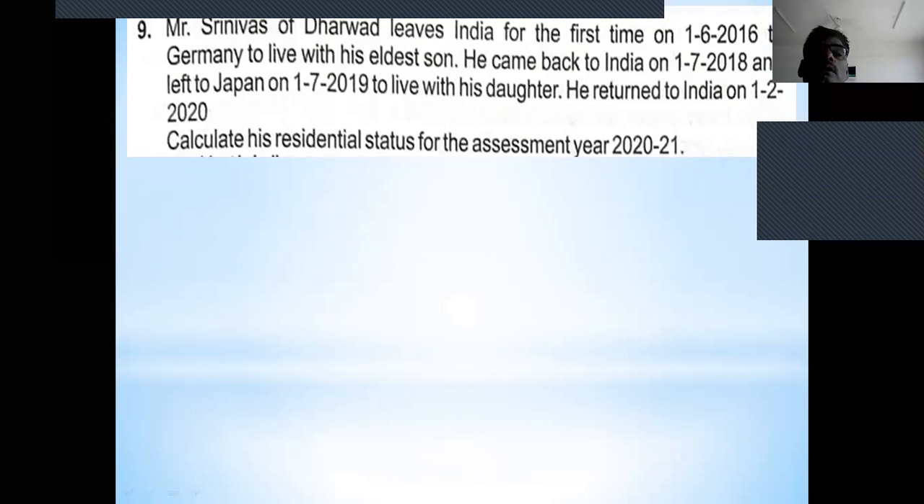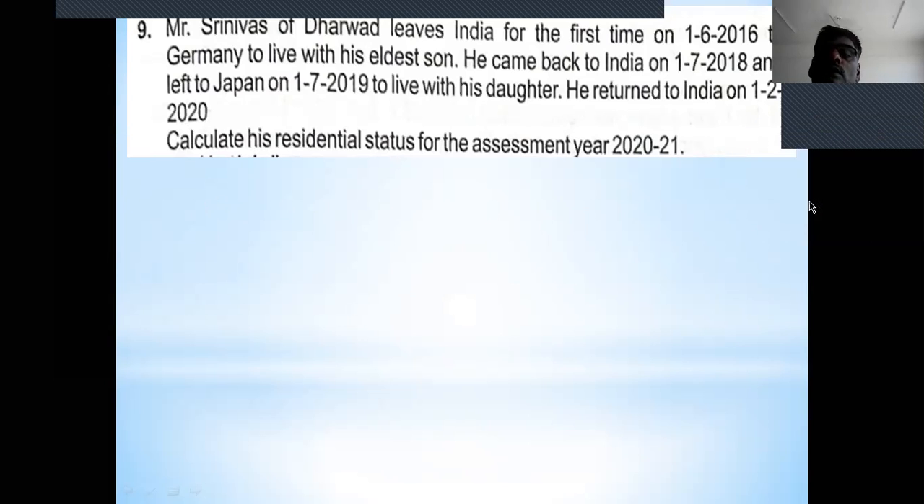Mr. Srinivas is in India during the previous year for 2 periods: from 1/4/2019 to 1/7/2019, the first period before going to Japan, and after returning from Japan, from 1/2/2020 to year end 31st March 2020, he is in India. So you calculate the 2 period days and come to the decision.